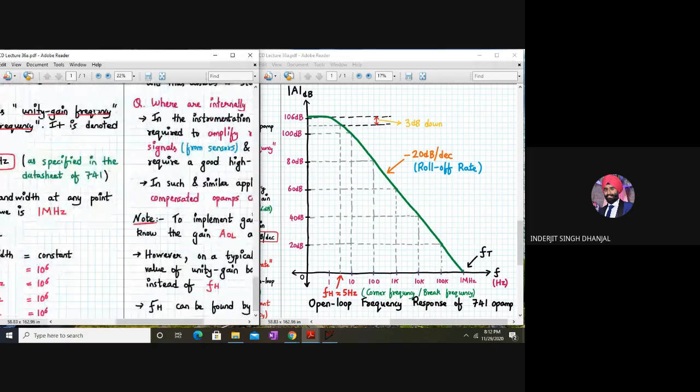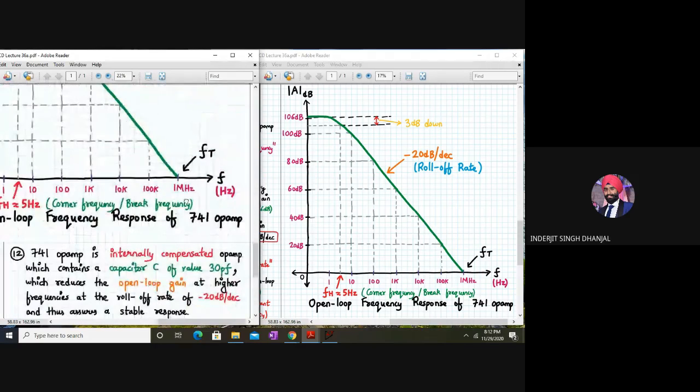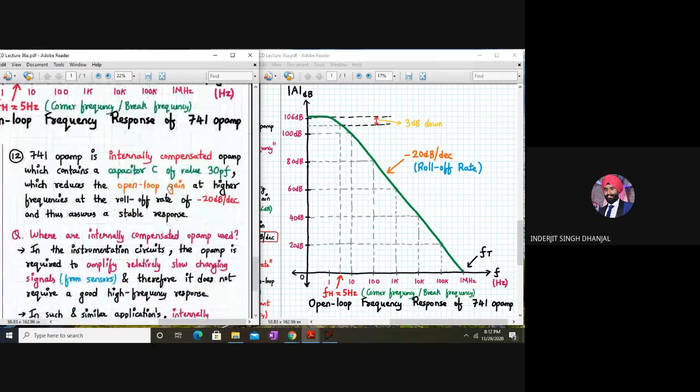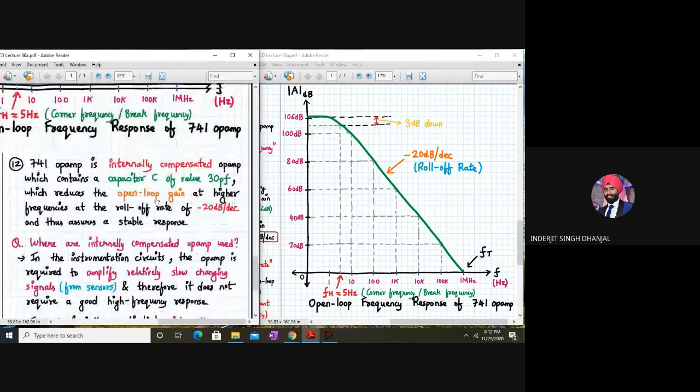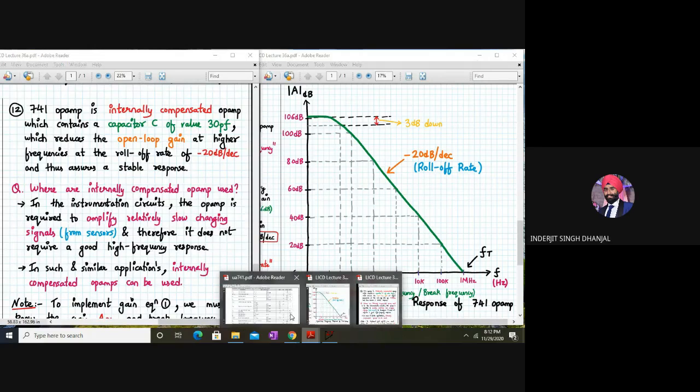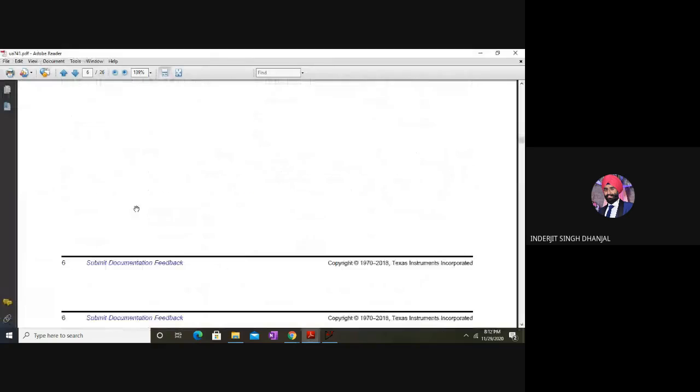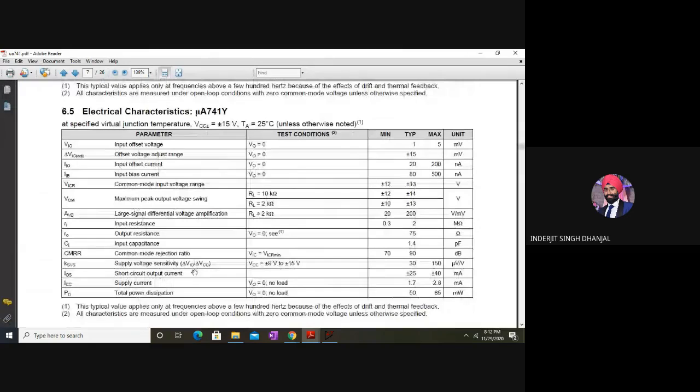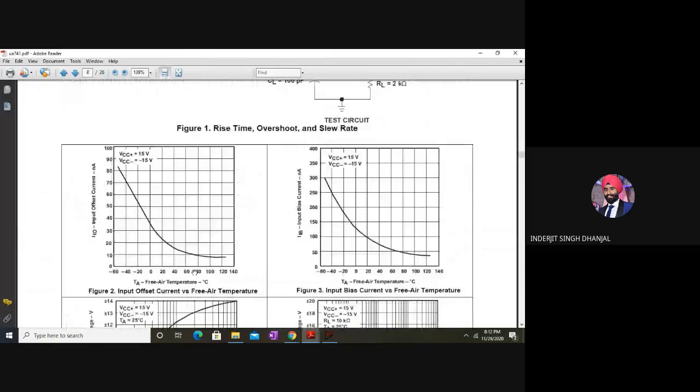Okay, now some very, very important concepts. We will see this curve in the data sheet also. In the data sheet also, this curve is normally given. So let's check the data sheet of 741. So this is my data sheet of 741. Let's check, it will fairly be given over here.